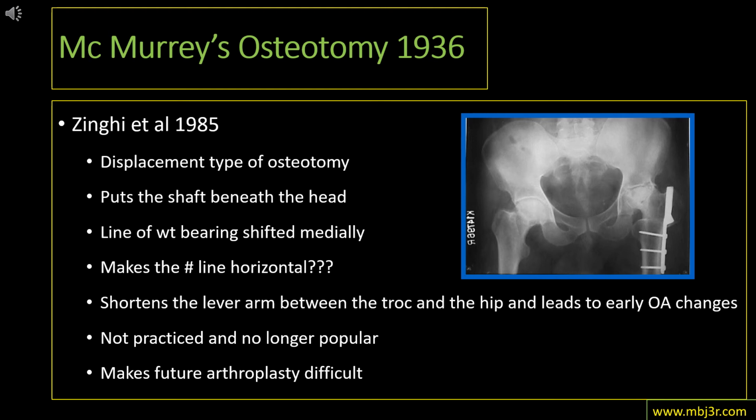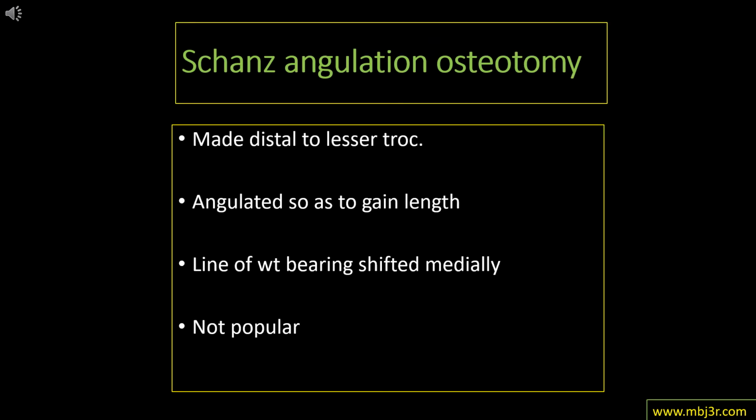McMurray's osteotomy. It is a displacement type of osteotomy. It puts the shaft beneath the head, the line of weight bearing is shifted medially, it makes the fracture line horizontal, shortens the lever arm between the trochanter and the hip, and leads to early osteoarthritic changes. It is not practiced, no longer a popular surgery, and makes future arthroplasty difficult. Sand's angulation osteotomy. Made distal to the lesser trochanter, angulated so as to gain length. The line of weight bearing is shifted medially, and it is not that popular.